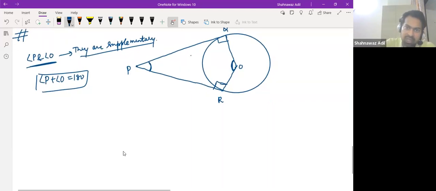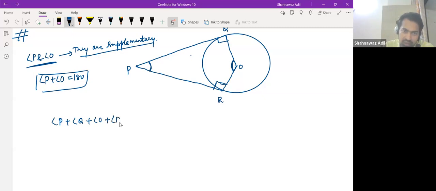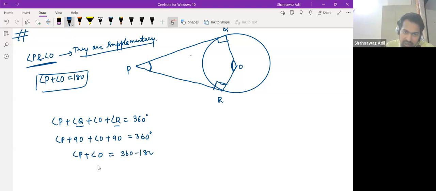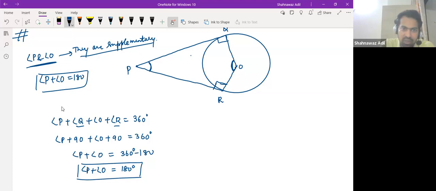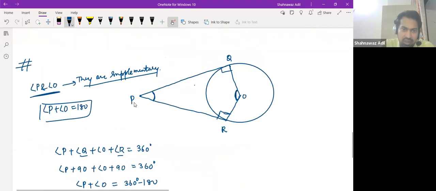Good. So as Abir is saying, we have this quadrilateral PQOR. From the internal angles of a quadrilateral, we know that the sum would be 360. And Abir is saying that these are 90 and 90, so 90 and 90 make 180. So 180 goes on this side. So this is 360 minus 180. So angle P plus angle O is 180. Understood, everyone? Yes, sir. Good. So we only need these things in the next exercise. So let us start.